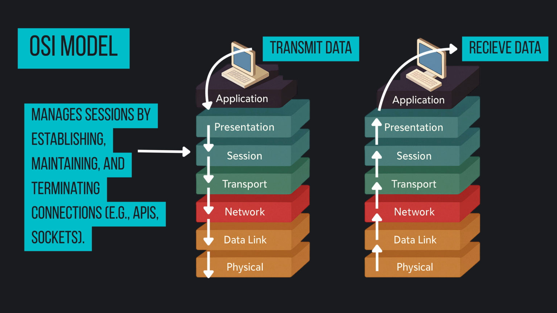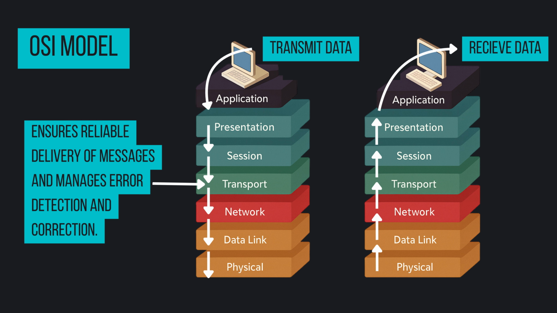Now we move to the network transport layer. Layer 4, the transport layer, is often called the heart of OSI because it ensures reliable end-to-end delivery. This is where TCP and UDP operate. TCP is like registered mail, it guarantees delivery and confirms receipt. UDP is like regular mail, faster but without delivery confirmation. This layer handles breaking large messages into smaller segments and reassembling them at the destination.